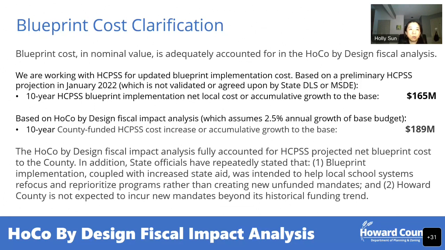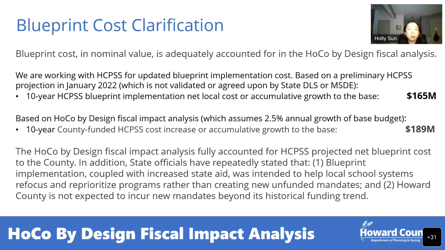So that was the general cost on that there. If based on the local by design fiscal impact analysis, the nominal value uses the same approach as the school system, they're also using that nominal value. Then for the next 10 years, if we're assuming 2.5% growth each year in county funded school cost increase, then in the same time period is a 189 million increase, which is higher than the original school projections.